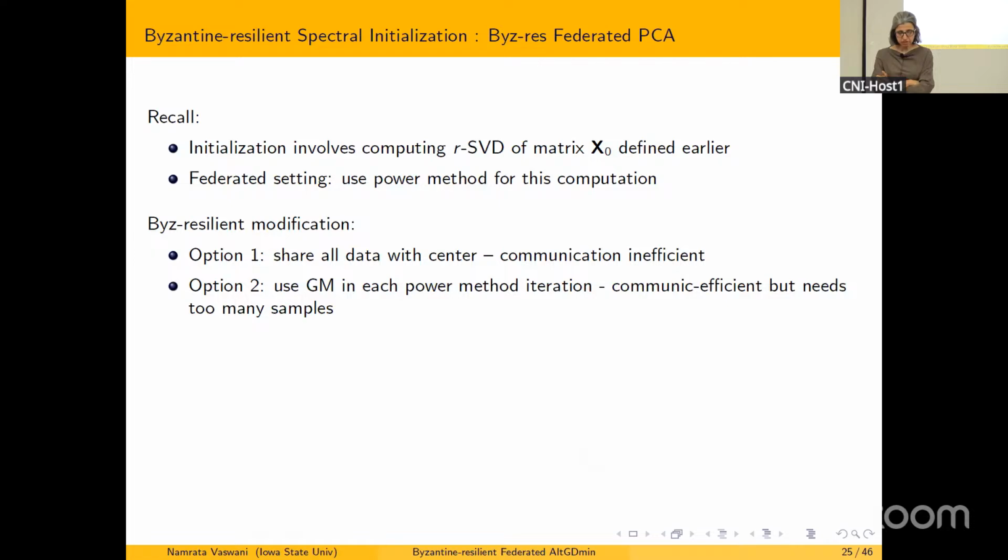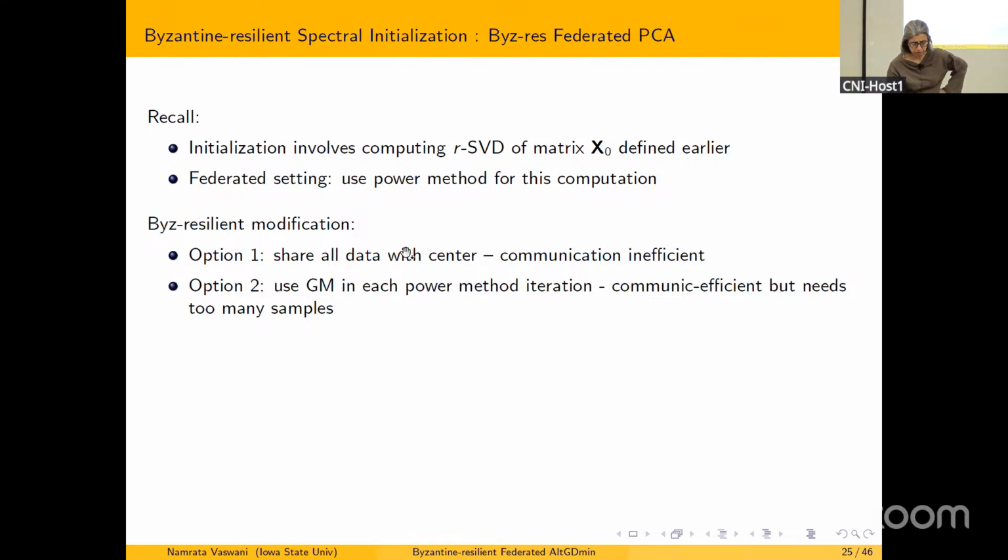Now, initialization is tricky because of the following reason. Recall that your initialization in the federated setting involves, I didn't give this in detail, using the power method, which is a well-known method of computing singular vectors. A federated version of it is also well known for the initialization. Now, to deal with Byzantine resilience, you can do one of two things. You can either share all data with the center from all the nodes, and the center computes the geometric median of the desired matrix, and then you compute its singular vectors. Or you try to use geometric median in each power method iteration.